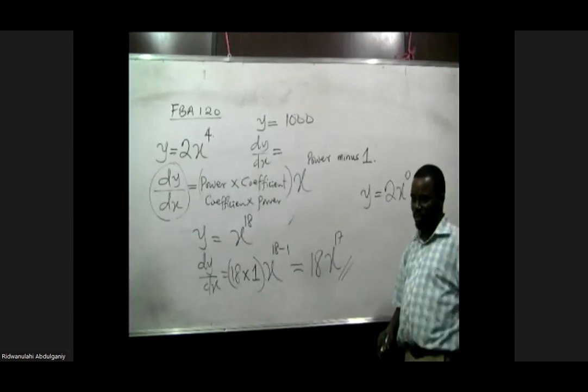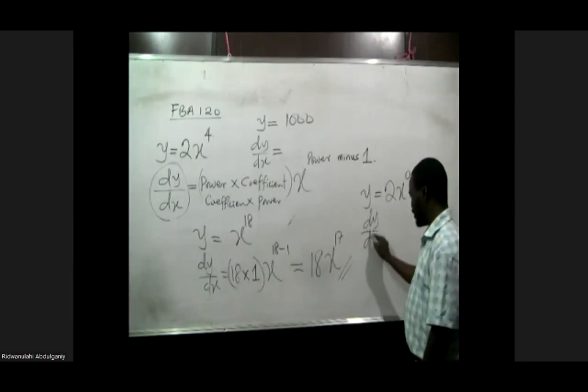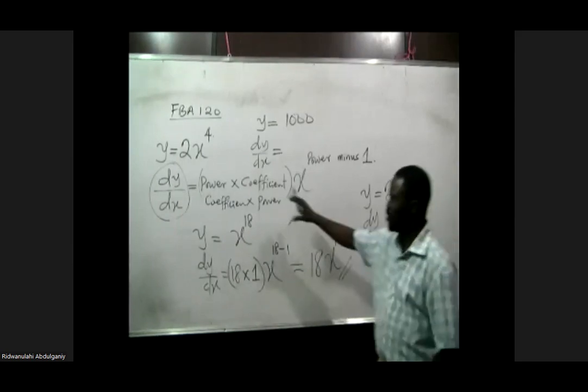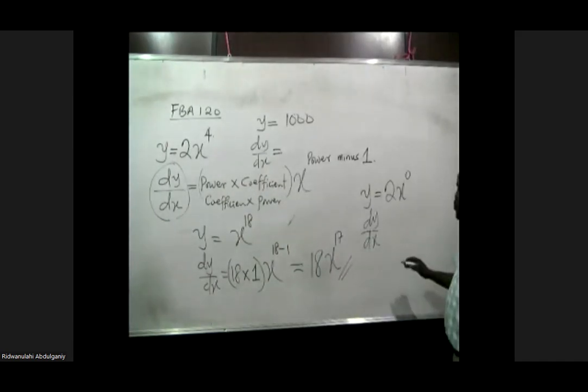Two ways to this question. Way 1, dy/dx, follow what you are given. What is the power? The power is 0. 0 times, what's the coefficient? Coefficient is 2. Yes. x, what's the power?